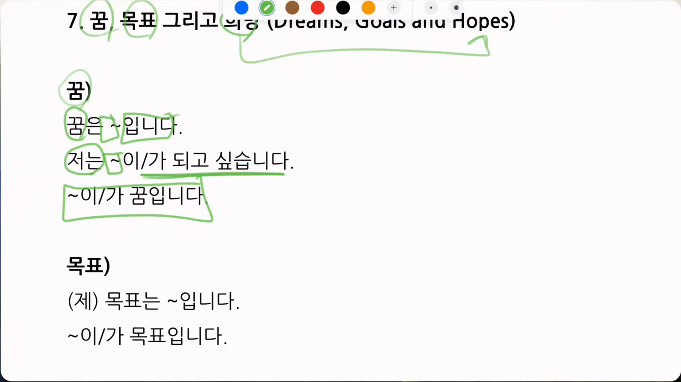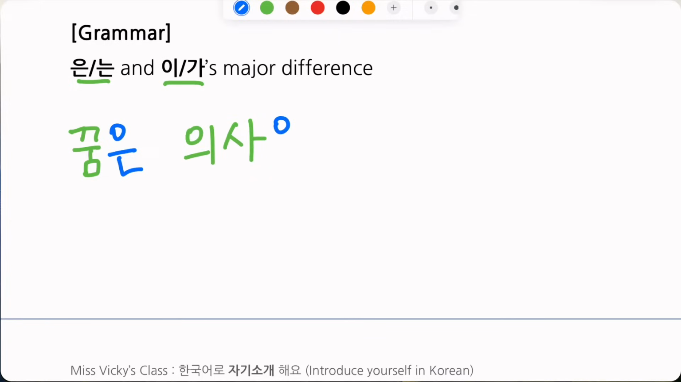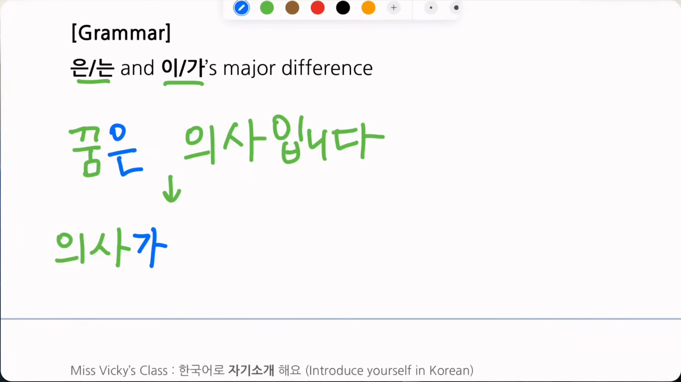그리고 you can also say 뭐뭐이가 꿈입니다. 잠깐만. Here's an interesting grammar about the difference between 은는 and 이가, guys. So we say 꿈은, let's say your dream is being a doctor. 꿈은 의사입니다. You can also reverse it by saying doctor is my dream. But in that case, 의사 comes first, but the particle changes. 의사가, this time you have to mark 의사 with 가, and then 꿈입니다.